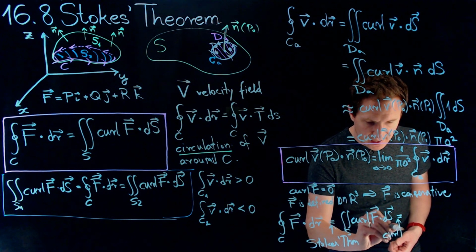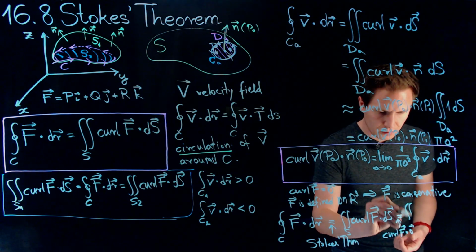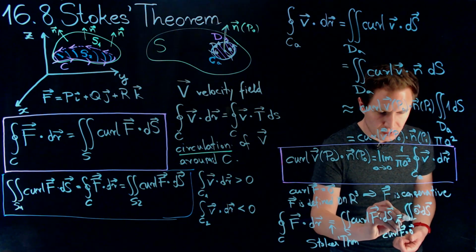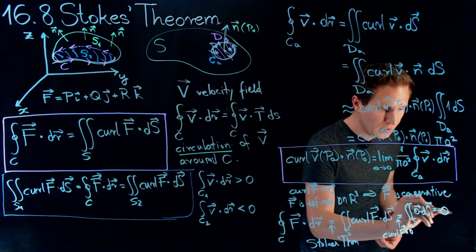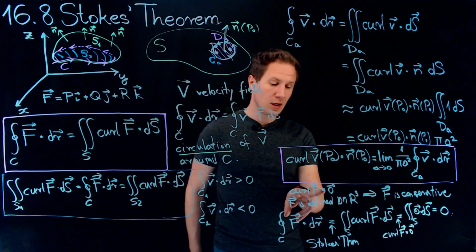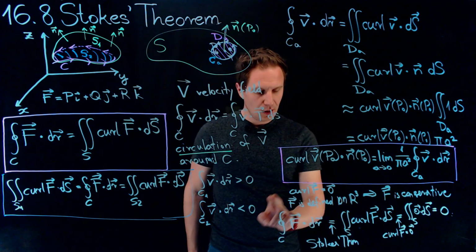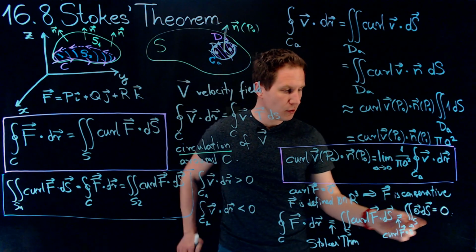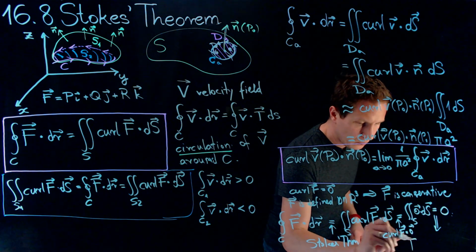So if this is the case, then we are integrating the 0 vector across that surface, which is of course going to give us just 0. So indeed, because of Stokes' theorem and because of the curl vanishing for this vector field, we see that any line integral around closed curves will give us 0, which then implies that F is conservative.